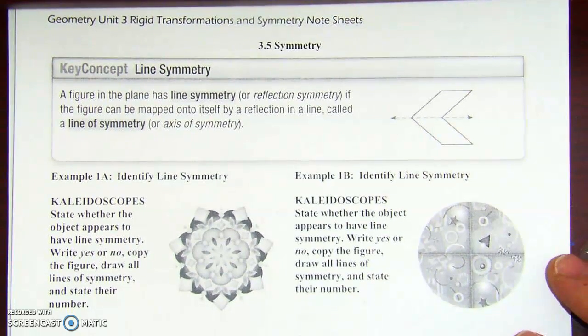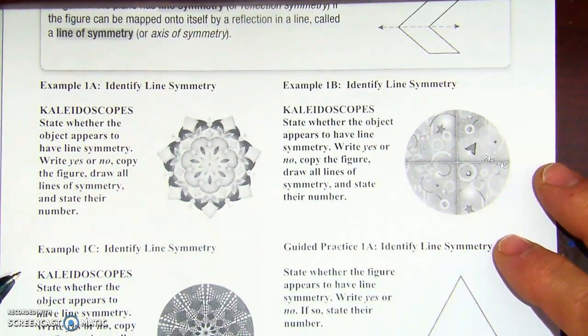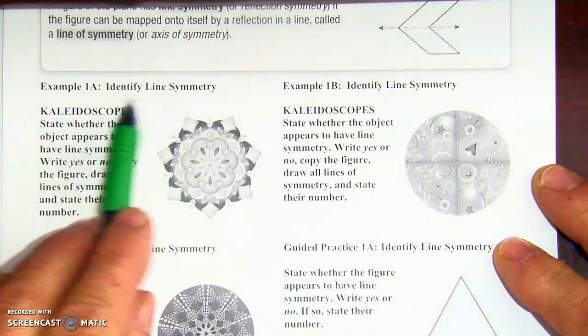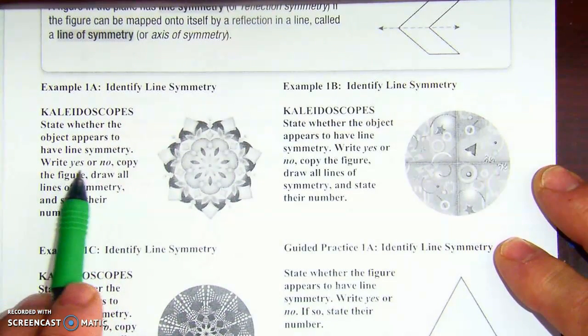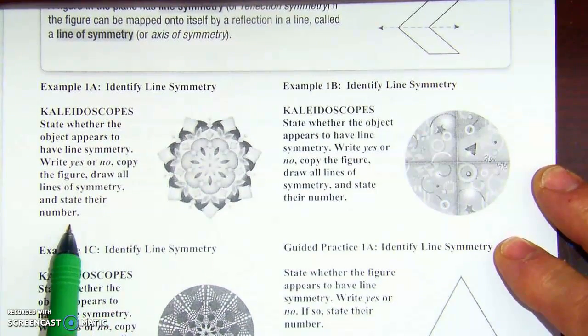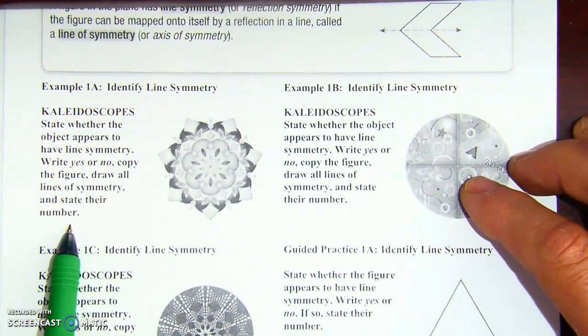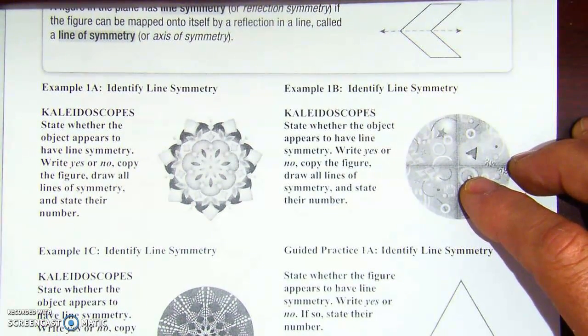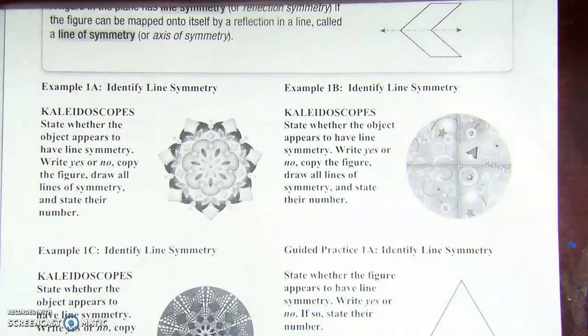Now what we're going to do is look at some of these things from different things like kaleidoscopes for each one of these. The question asked is, identify the line of symmetry. State whether this object appears to have a line of symmetry, write yes or no. Copy the figure, draw all the lines of symmetry, and state their number. Okay, that means the number of full lines that cross through this. So can we find where we can fold this in half? It might be even several times where we would fold it in half and then open it up again and fold it in another direction, and so forth.